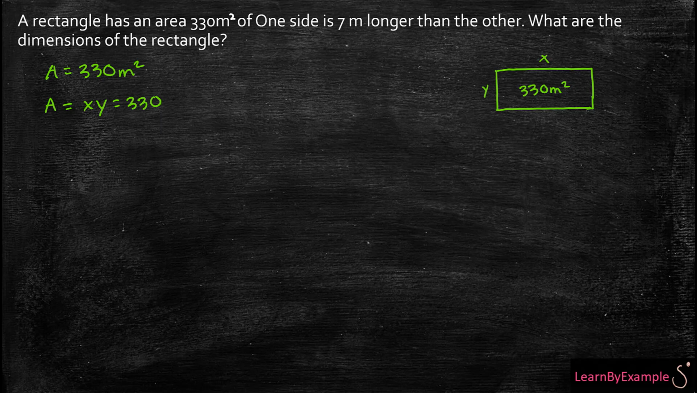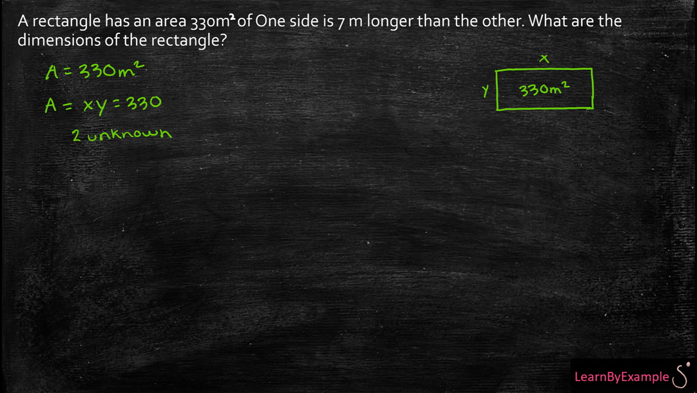Now when we look at this, can we solve it? No, because we have two variables for one equation, so we have two unknowns. To solve an equation, you always need to have one unknown per equation. So we're going to use another equation so we can substitute in for one of our variables.